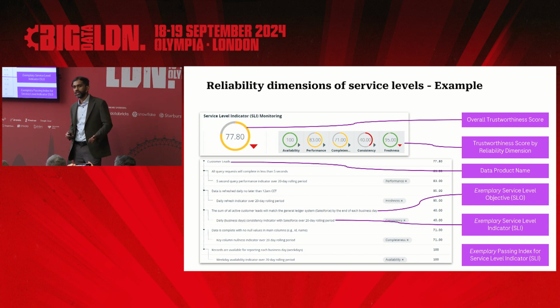Basically, we track availability and performance. These are data application properties. But we also look at freshness, we look at completeness, we look at consistency as well. And with all this, we have an average score which we pull out, which is called the trustworthiness score. And this is the dashboard which the customer will look at while they are shopping for the data on the Roche data marketplace.